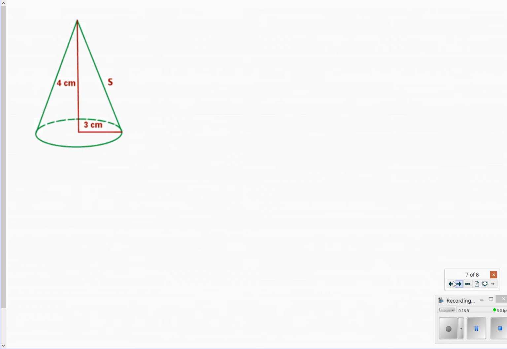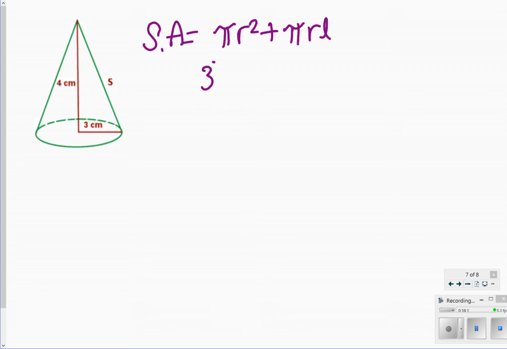All right, let's do one more. Let's do surface area and volume for practice. So for surface area, again, remember surface area is going to be pi r squared plus pi r l. Okay, so we have our radius, which is 3 squared, times our pi, plus we're going to have pi again, our radius, which is 3, and our slant height.